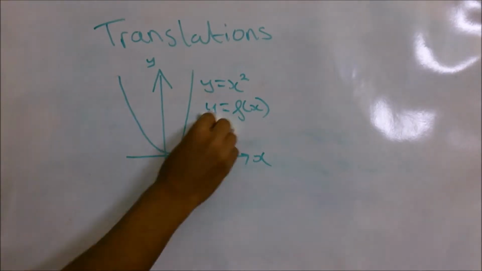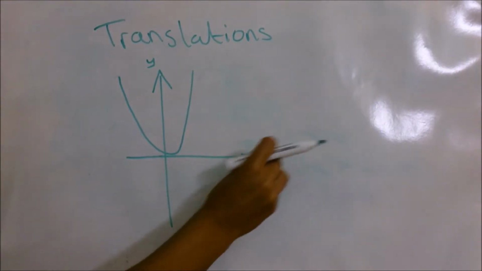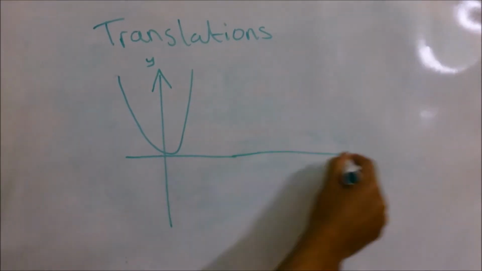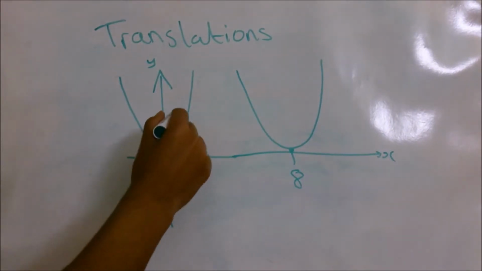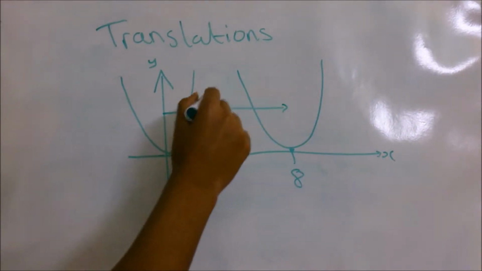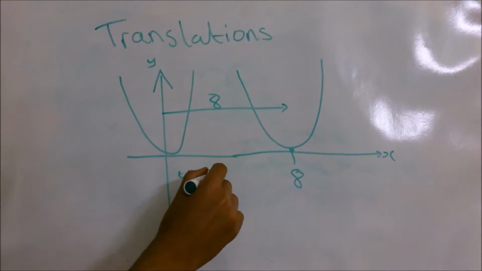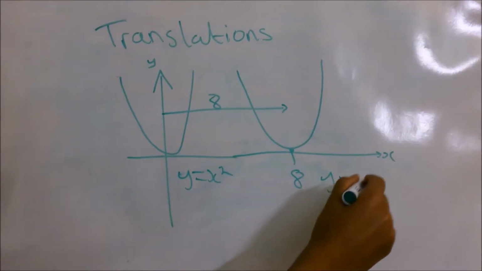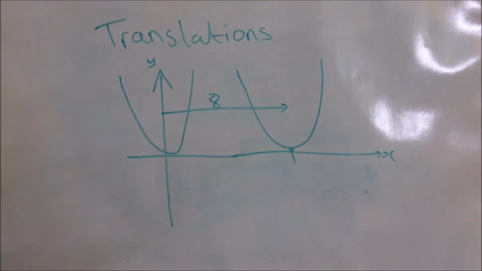Now let's draw another x squared shaped curve, which tangents the x-axis at 8. What is the equation of this line? We know that the graph translates 8 across on the x-axis. But the first thing we need to do is make x the subject.